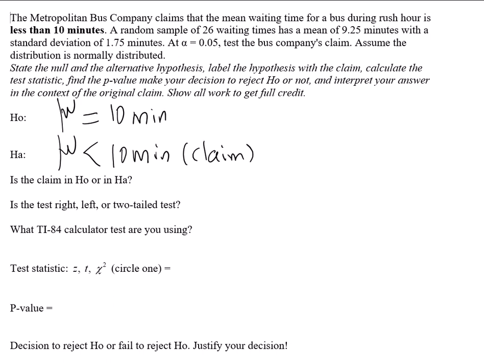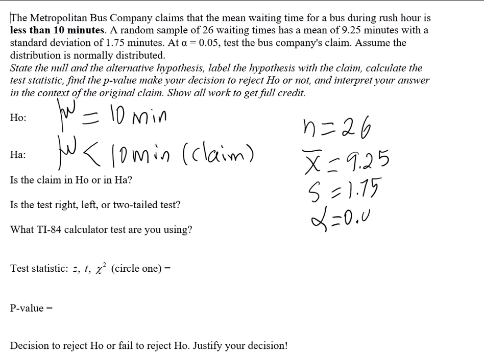All right. A random sample of 26 waiting times, so n is 26, has a mean x bar of 9.25 minutes with a standard deviation s of 1.75 minutes. S, not a population standard deviation, it's S. And when he gives you a sample standard deviation, you must use a t-distribution, which is the t-test. At alpha equals 0.05, test the claim. Assume that the population is normally distributed.